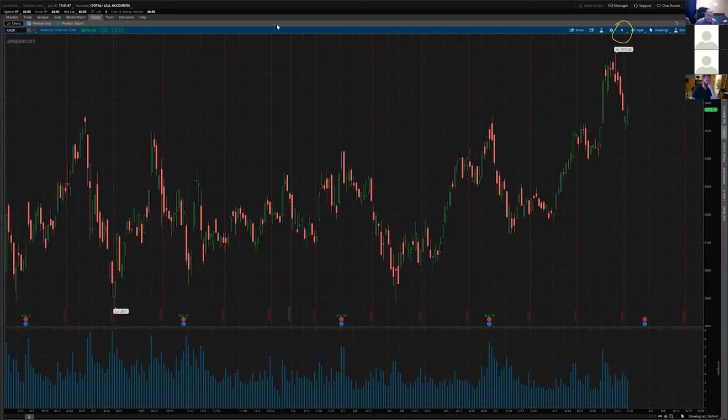Okay, now I know this is simple, but we're going to go into more advanced things, but I just want to make sure everyone's on the same page. So are there any questions with the candlesticks?